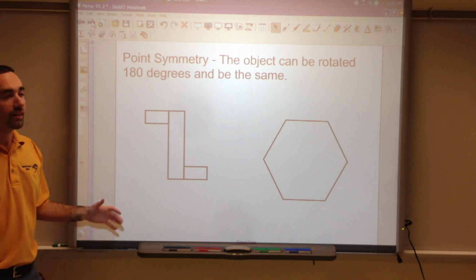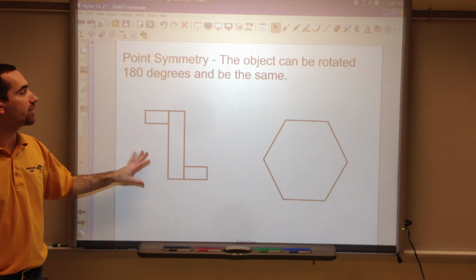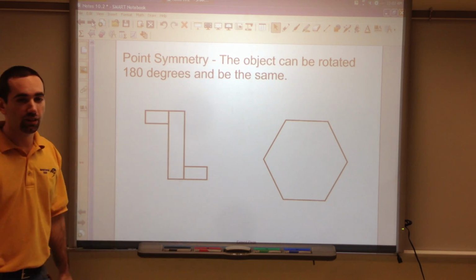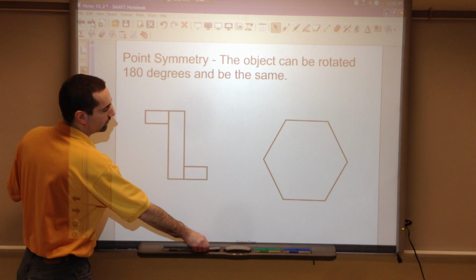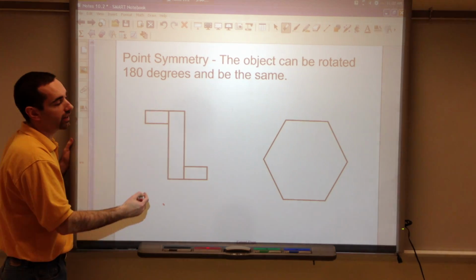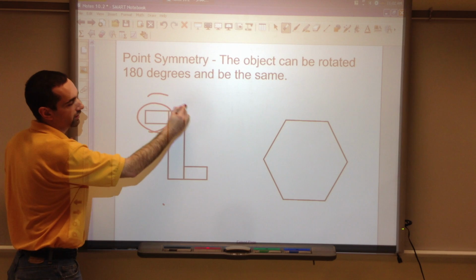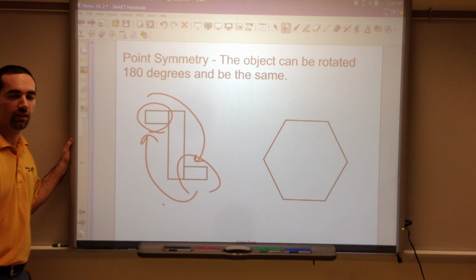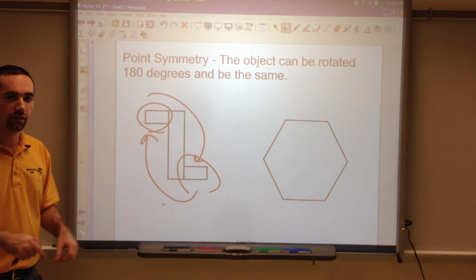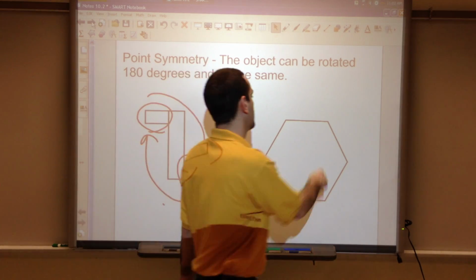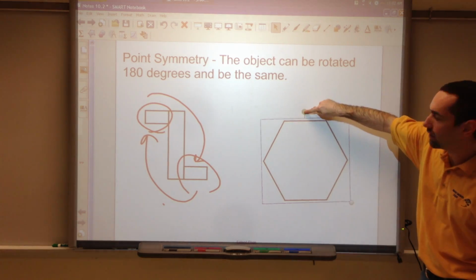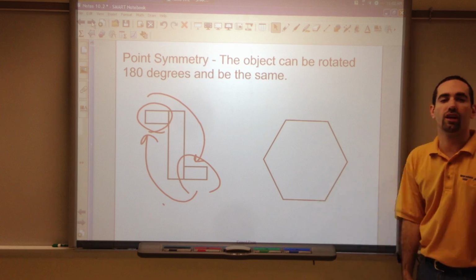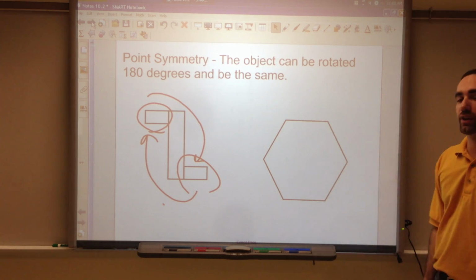Point symmetry. The idea of point symmetry is that an object can be rotated 180 degrees, in other words, flipped around and still be the same. If I take this and rotate 180 degrees, this part ends up here, well this part ends up here. It looks the same. I rotate it. This one too. I rotate it all the way 180 degrees and it's the same. That's the idea of point symmetry.